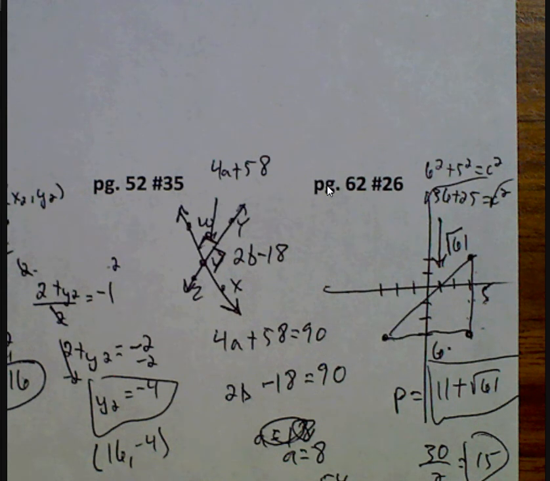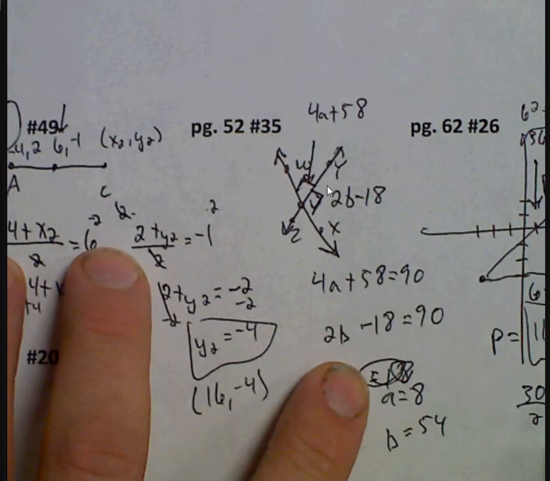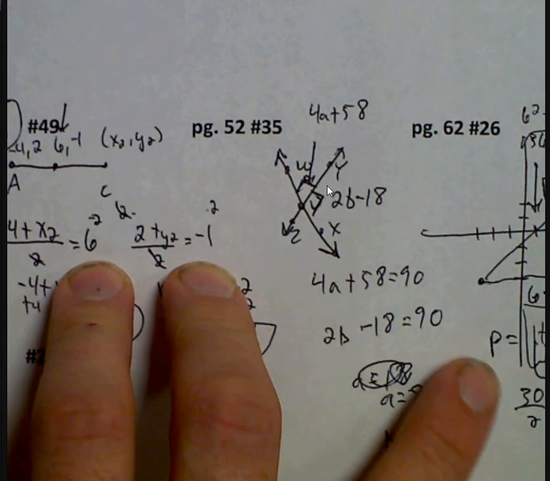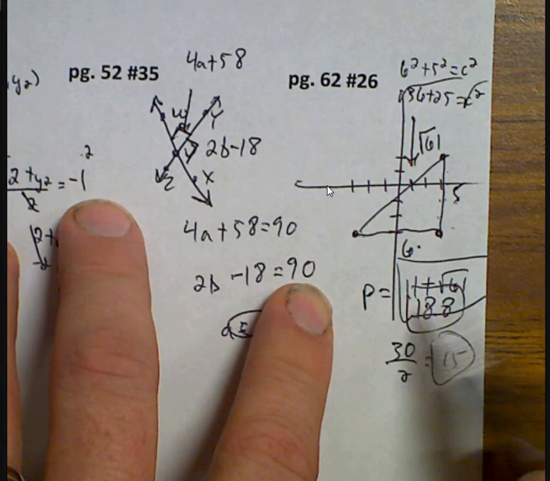Okay? Mr. Bourne, what if I took the square root of 61? The book even has 18.8. So if you were to do that, you would get 18.8, but I like to keep it as 11 plus square root of 61.